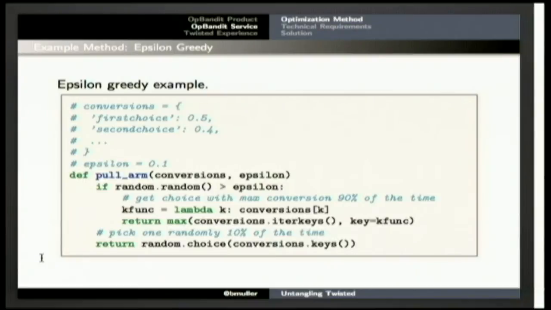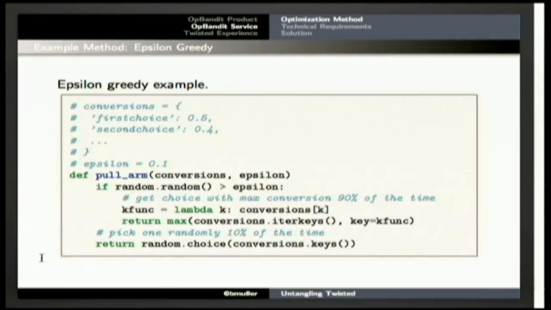It's what's called epsilon greedy. So what we do is we have some epsilon, which is just a very small value, and that represents the probability that we're going to choose to explore. So this is the exploit versus explore. If we pick a random value between 0 and 1, and if that's greater than the epsilon, then we just go with the best version. So that kfunc can return max. That's just saying, let's get the best possible version. And 10% of the time, we're going to choose randomly.